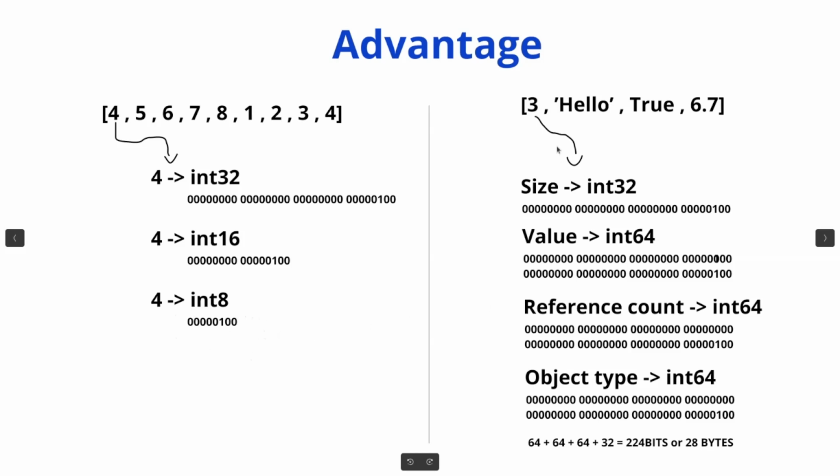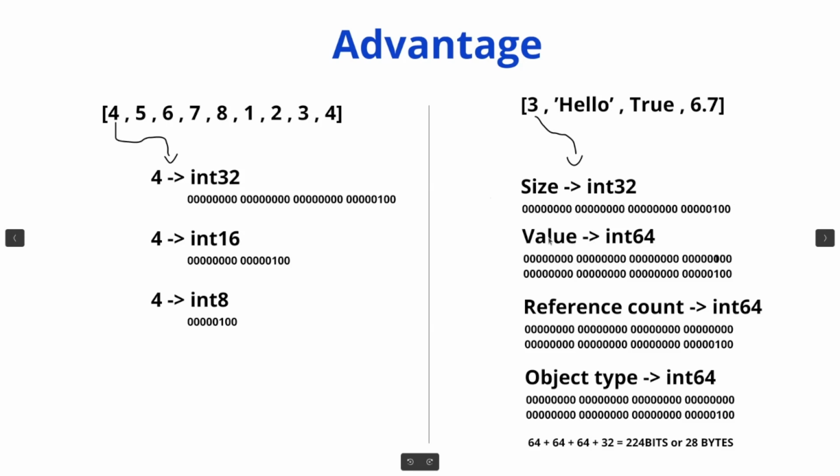But this is not the case for list. For each element of a list, we have 4 metadata: first is size, second is value, third is reference count, and fourth is object type. Each metadata stores different information about the element of a list, and each takes a specific amount of memory. For example, the size metadata stores the size of our element, and the size taken by this metadata is 32 bits or 4 bytes.